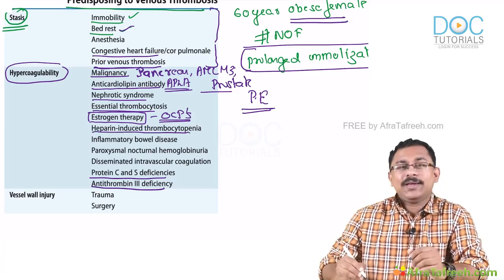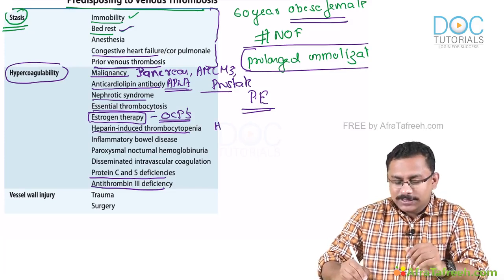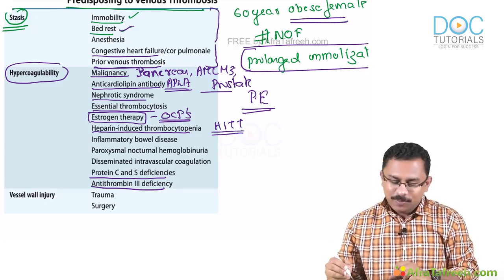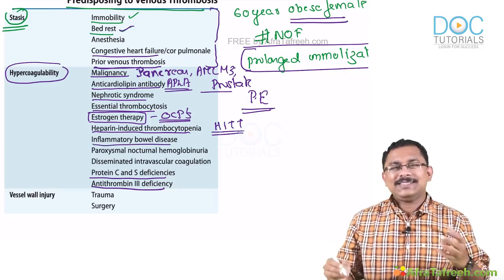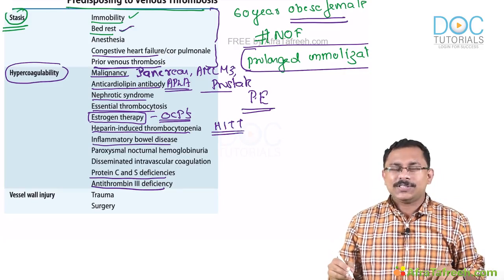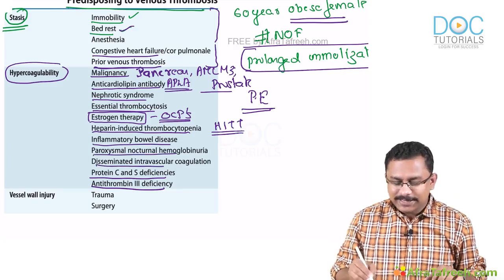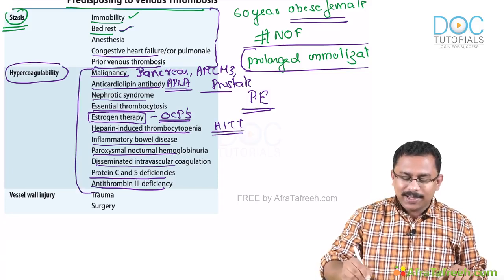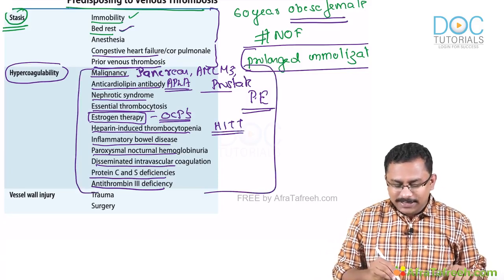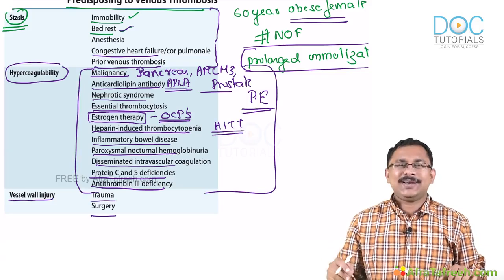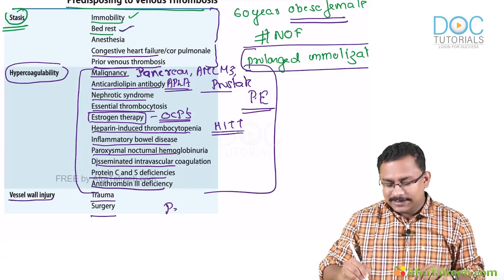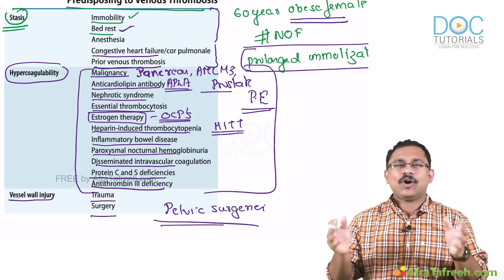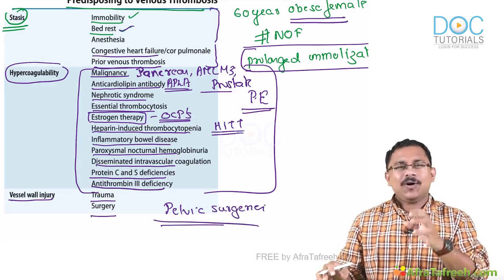Heparin-induced thrombocytopenia, you know that it can predispose to thrombosis, that is HITT, heparin-induced thrombocytopenia with thrombosis. Inflammatory bowel diseases also can predispose to thrombus formation. PNH, DIC, all are hypercoagulable states. So you always keep these hypercoagulable states in your mind. Then vessel wall injury in the setting of trauma and surgery, especially the pelvic surgeries, which are likely to trigger thrombus formation. So keep all these in mind.